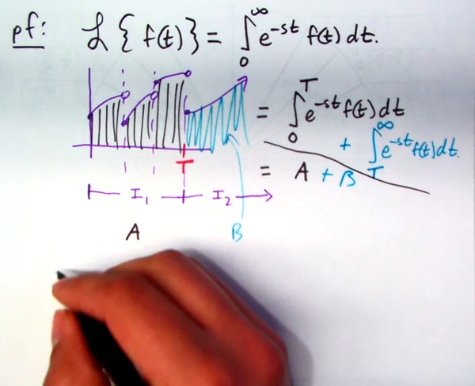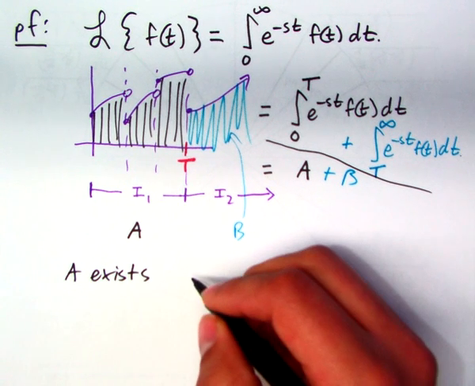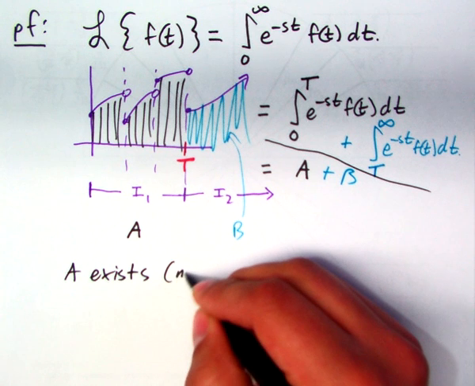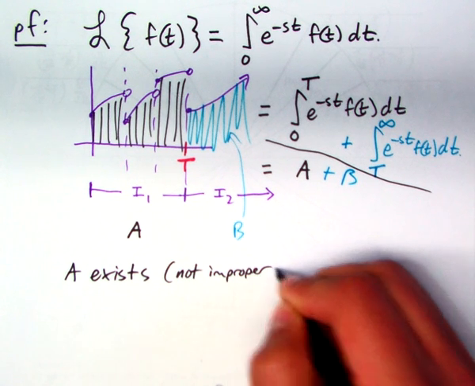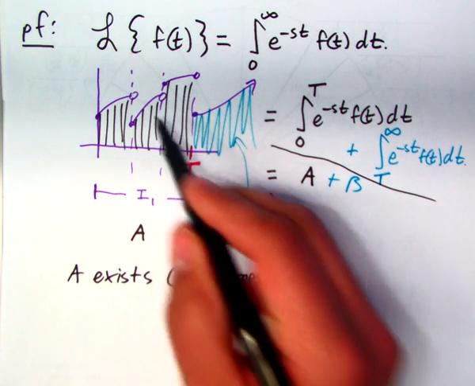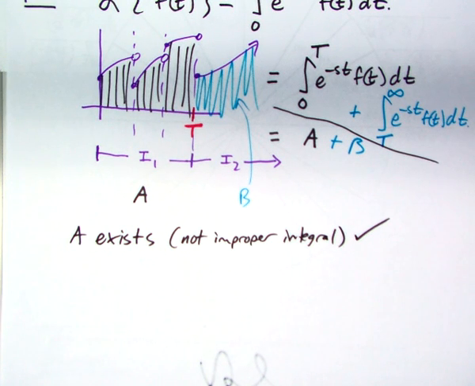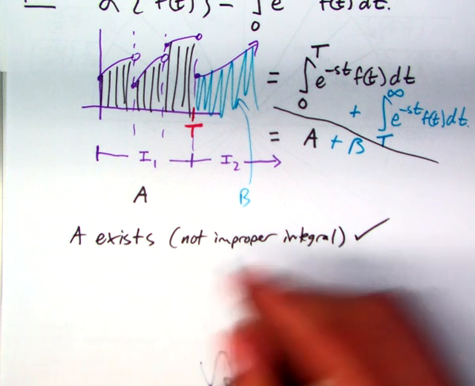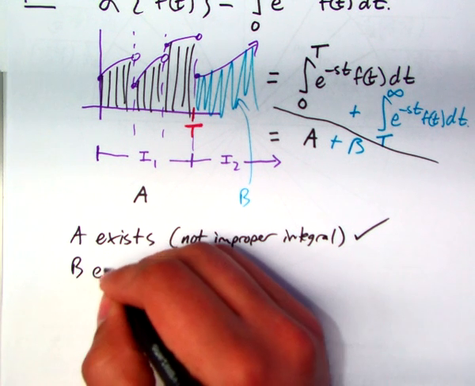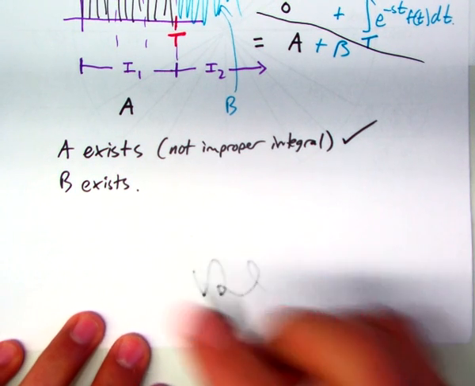Okay, so we know A exists, because it's not an improper integral. We might have several integrals to compute, but this is not a big deal. So A, the first part of this calculation, is trivial. B exists. That's the next thing we need to show. Now, here's why.